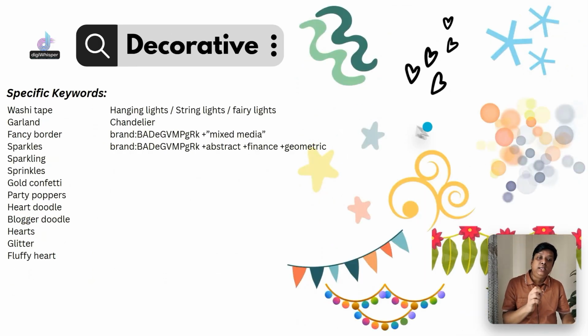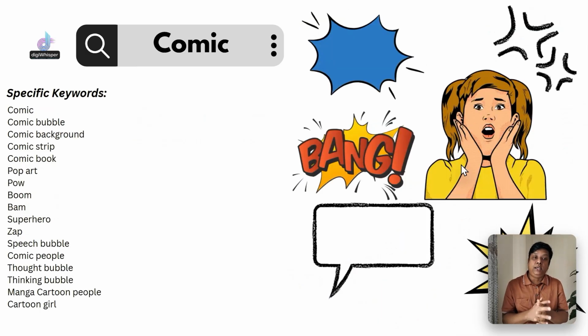If you want this type of elements in your design, you need to type either decorative or this type of keywords. Let's say washi tape, garland, fancy border, sparkle, these types of specific keywords. And the next one is comic. If you want exactly this type of element, you need to type comic in your Canva search box. Comic, comic bubble, comic background, comic strip, comic book, this type of things.